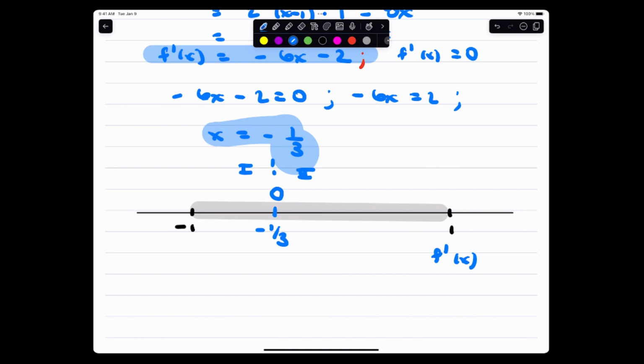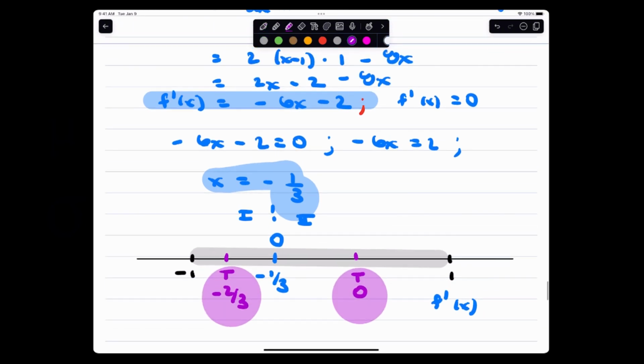So what do you do with the sign analysis? You need a test point in each region, right? So I like 0. Is 0 available? Sure is. And then what's between negative 1 and negative 1/3? Maybe negative 2/3? So, okay, these are our test points. We got to test the first derivative, and the first derivative is right here.